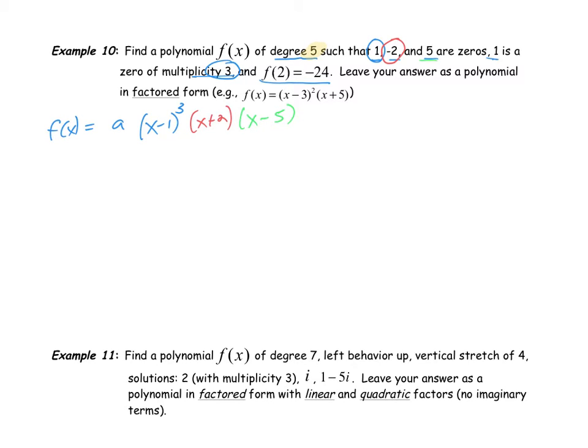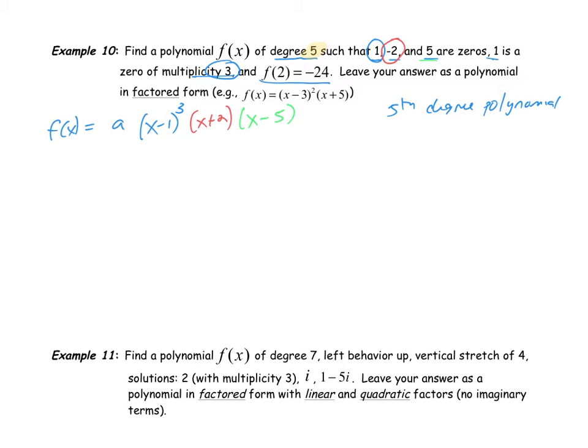Our entire polynomial has to have a degree of 5. We're given that. So let's see if we need to change the multiplicities of the zeros at -2 and 5. So what is the degree of this polynomial function? This is in factored form, so the degree is going to be the sum of these exponents. So it's going to be 3 plus 1 plus 1, which is 5. So this is already a fifth degree, so we don't need to adjust the multiplicities of the other two zeros. So we're in good shape here.